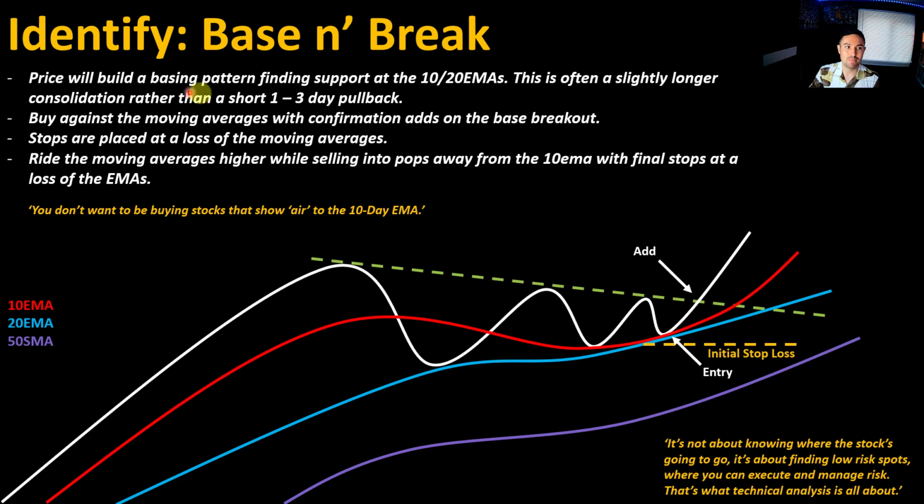Price will build a basing pattern finding support at the 10 and 21 EMAs. This is often a slightly longer consolidation rather than a short 1 to 3 day pullback. It could be the handle in your cup and handle type pattern. It could be a flag. It could be a VCP of sorts, a flat base, a Darvas box, a wedge, something like that. Okay. Buy against the moving averages with confirmation adds on the base breakout.